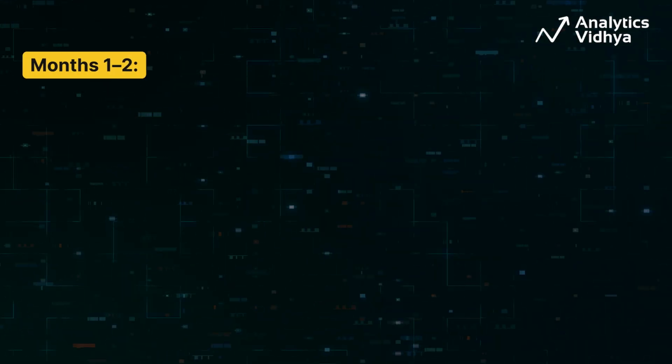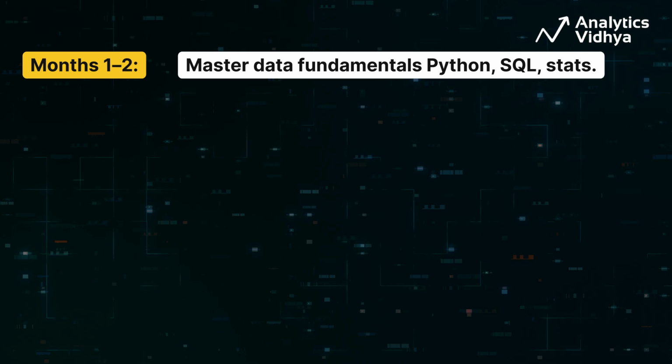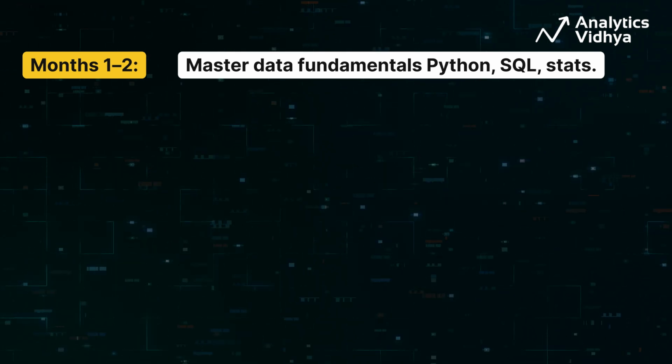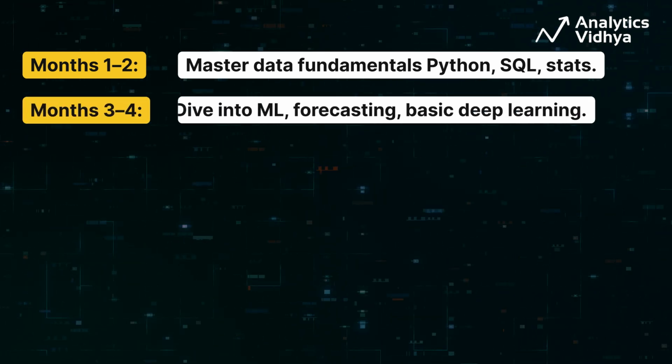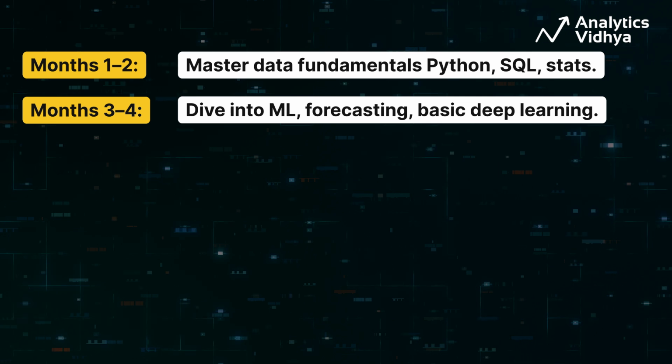There you have it, a 6-step, 12-month plan to take you from a data science newbie to an advanced practitioner ready to tackle real-world challenges with machine learning and generative AI. In months 1 and 2, master data fundamentals like Python, SQL, and statistics. Months 3 and 4, dive into machine learning, forecasting, basic deep learning.